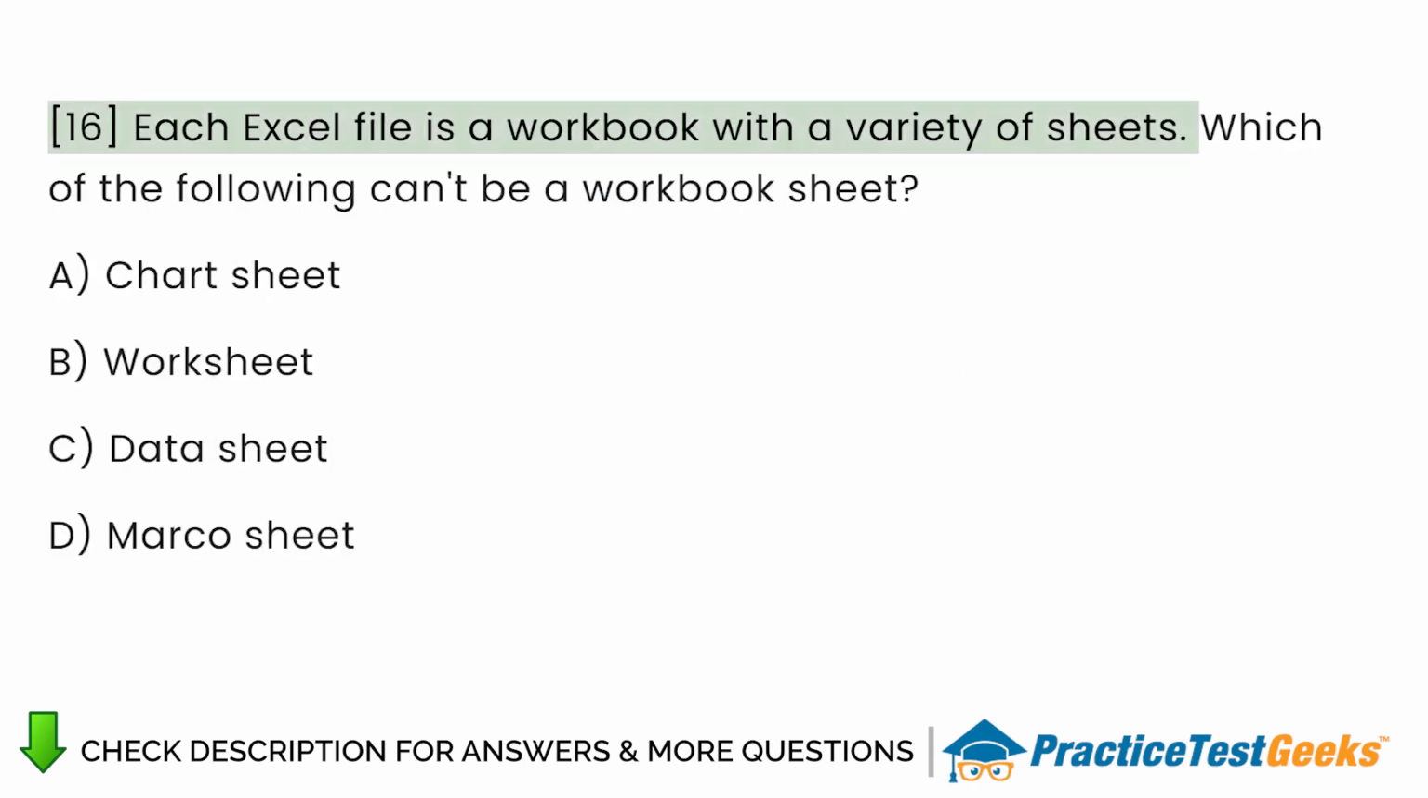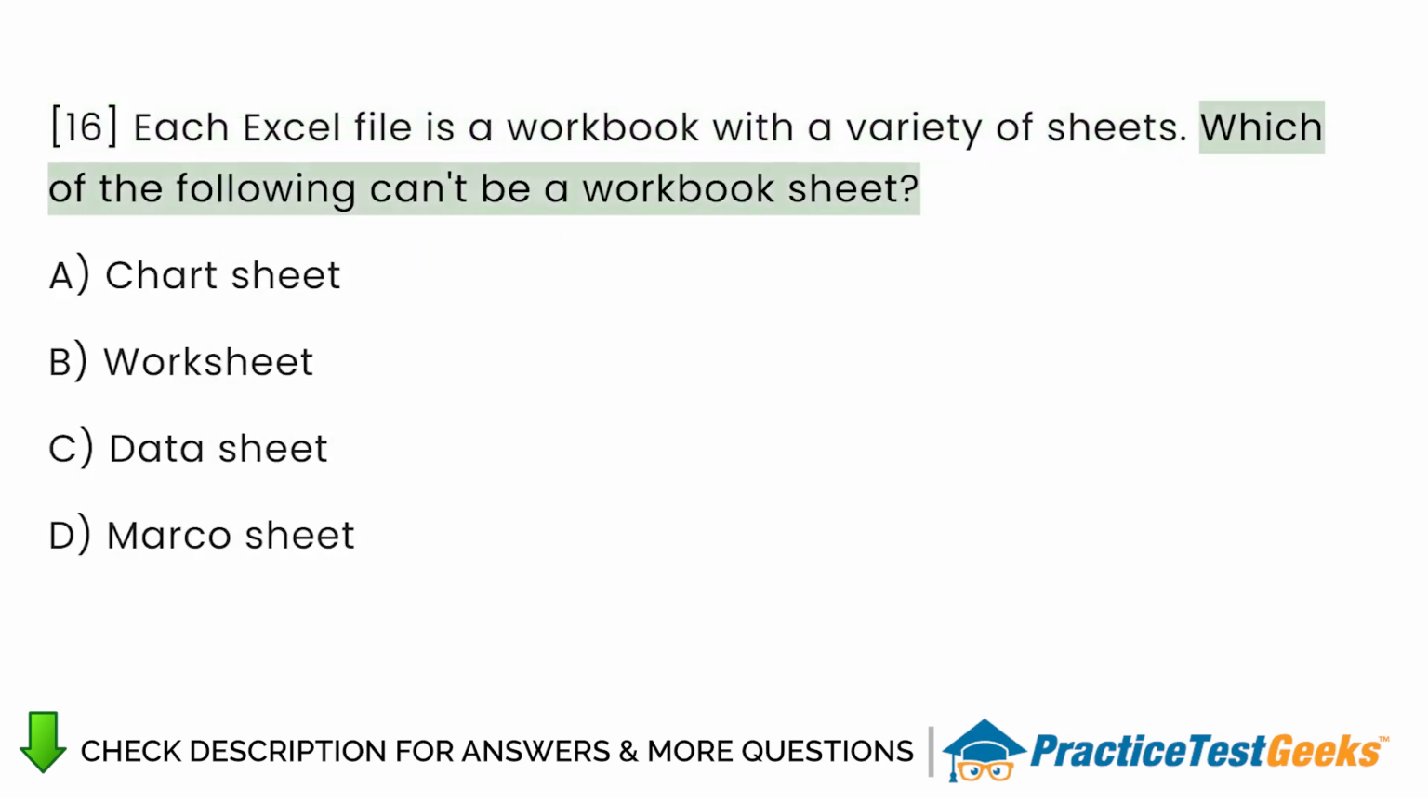Each Excel file is a workbook with a variety of sheets. Which of the following can't be a workbook sheet? A. Chart sheet. B. Worksheet. C. Data sheet. D. Macro sheet.